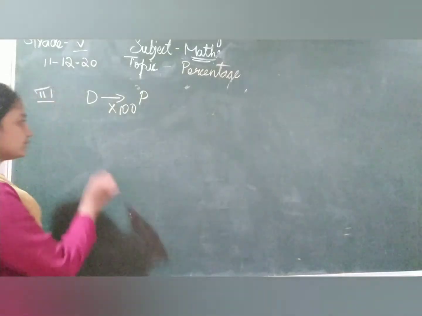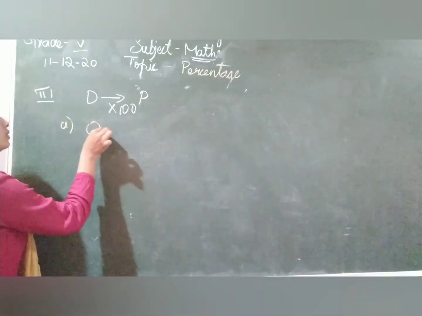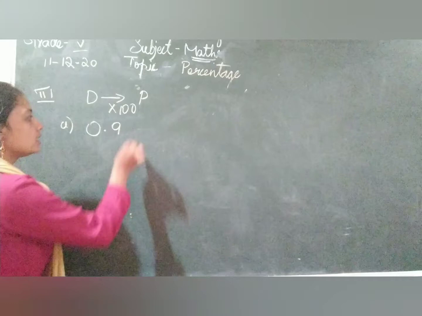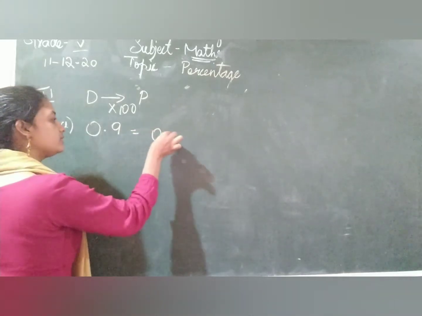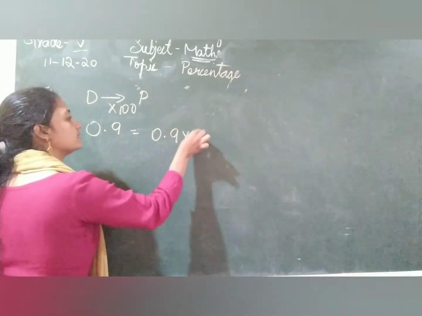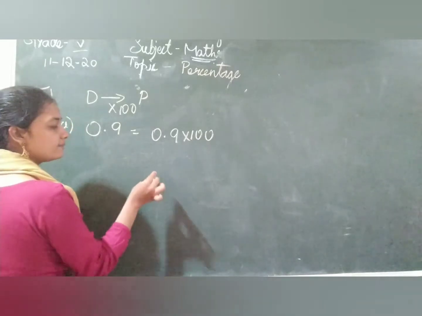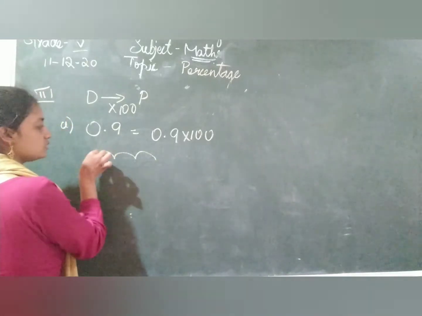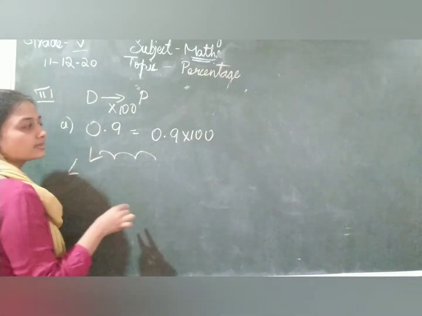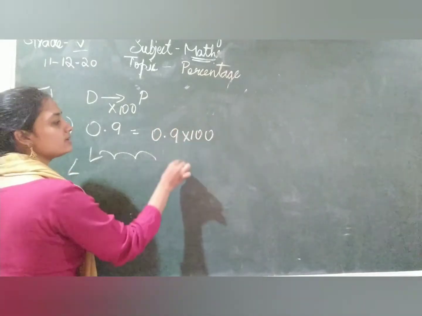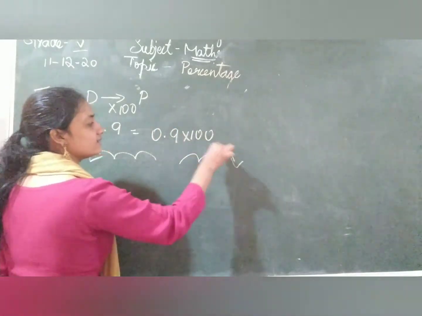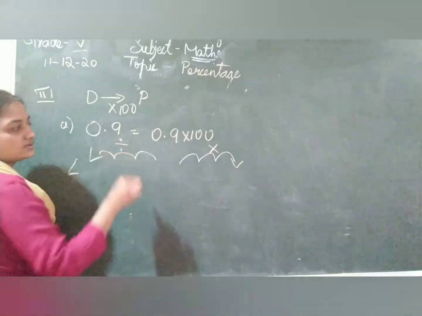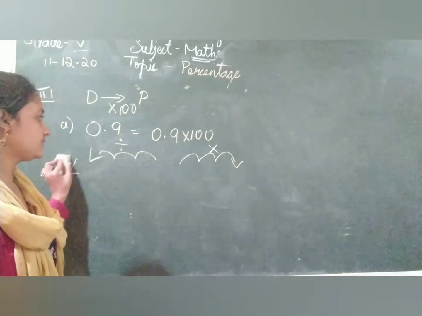First question is 0.9. So what should I do? I should multiply 0.9 and 100. So when you divide the numbers, you saw the decimal point is shifting to the left side here. When you are multiplying, the decimal point will shift to the right side. This is multiplication for division. Okay, children, now let's shift it.